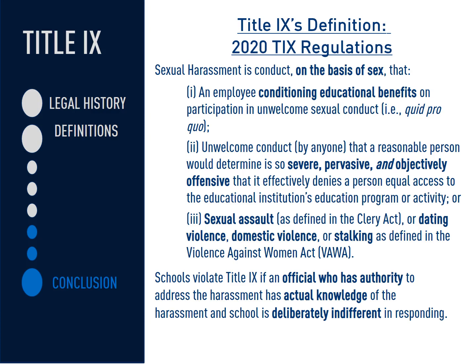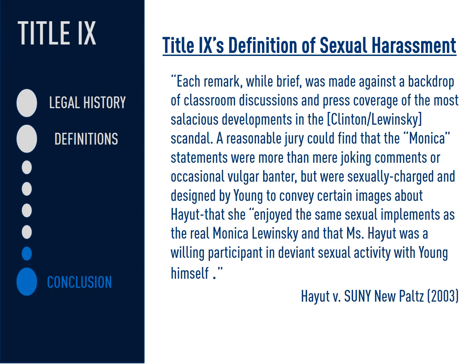So the rules state that schools violate Title IX if an official who has authority to address the harassment has actual knowledge of the harassment and the school is deliberately indifferent in responding. While there have been no court cases interpreting the Department of Education's specific formulation of sexual harassment in its regulations, there have been plenty of cases since the Supreme Court's Davis and Gebser cases that created the severe, pervasive, and objectively offensive definition of sexual harassment in suits for monetary damages. So we do have examples of what this might look like.